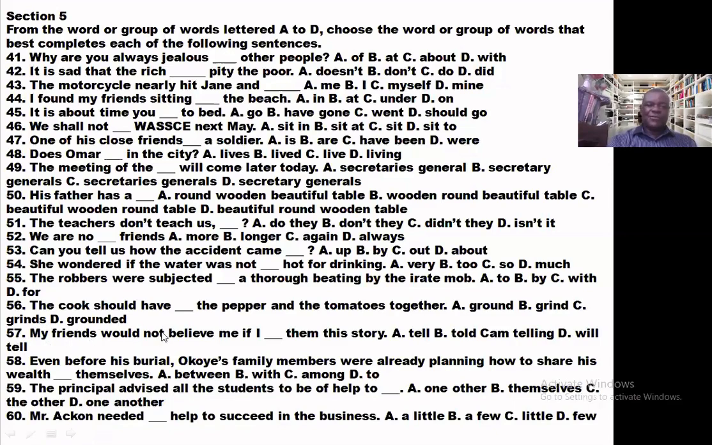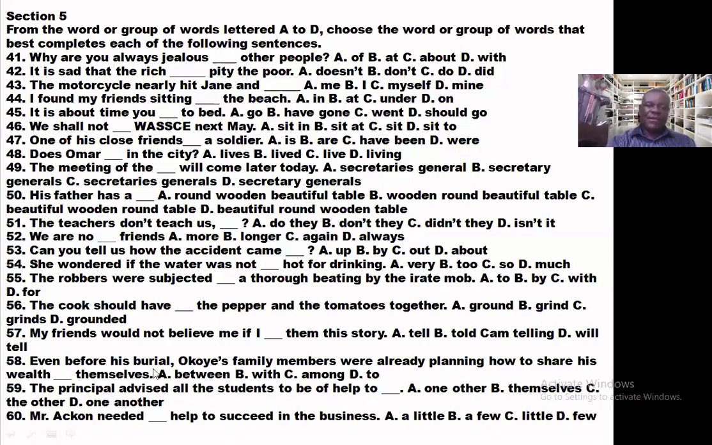57, my friends would not believe me if I dashed them this story. They would not believe me if I tell them, no, would is the past tense of will. If I told them, that's quite correct. Or if I'm telling them, no, if I will tell them, no. If I told them, all right?